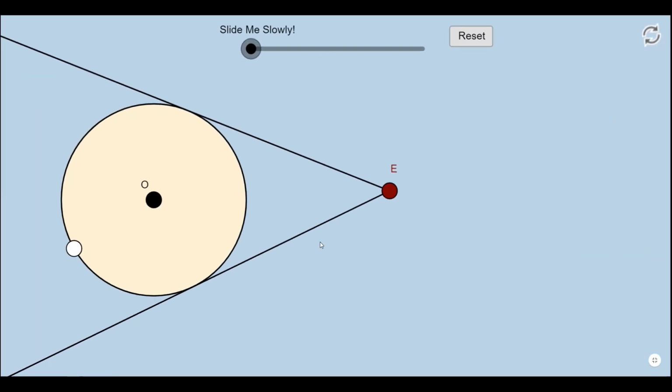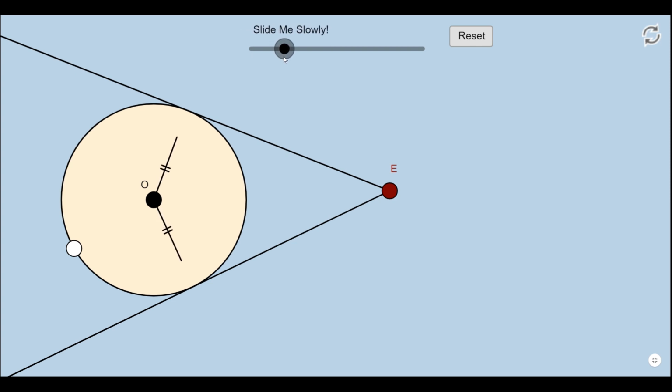In order for us to enumerate the properties of tangents, or the theorems related to tangents and circles, we'll be using this applet developed by Tim Brzezinski of geogebra.org. The link to the applet is in the description box, just in case you want to interact with it. I want you to pay close attention on the applet as I slide the button slowly.